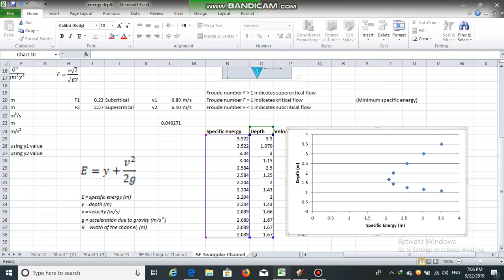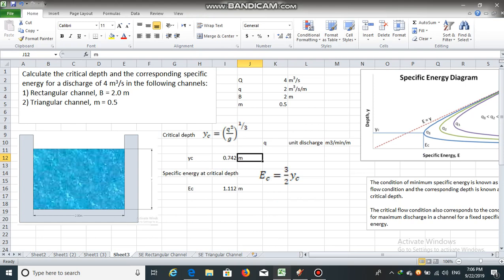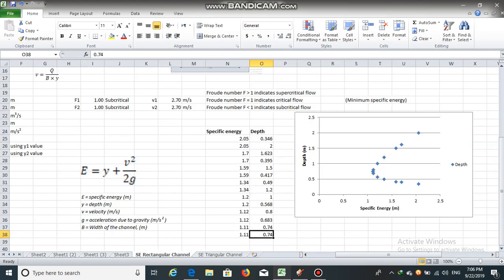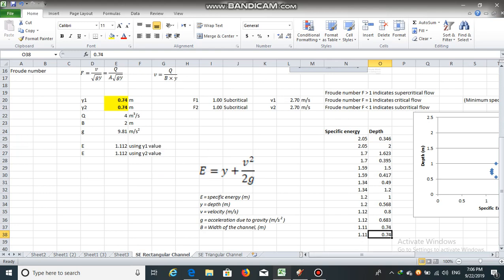So a direct relationship to obtain critical depth is this: Yc is equal to (q square by g) raised to 1 by 3. So you'll get the value of critical depth equal to 0.742 meters, and specific energy at this point is Ec is equal to 1.112 meters. So if we put the value 0.742, we will get the specific energy equal to 1.112.